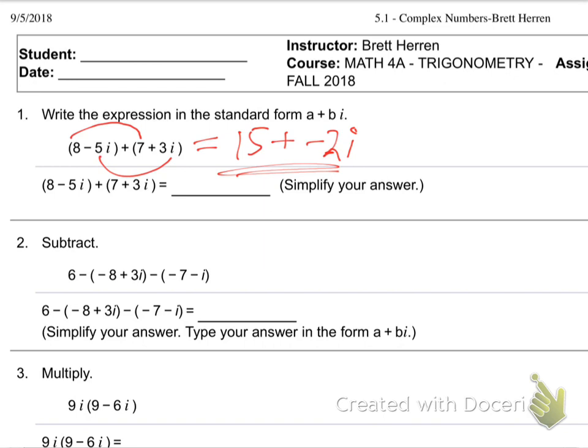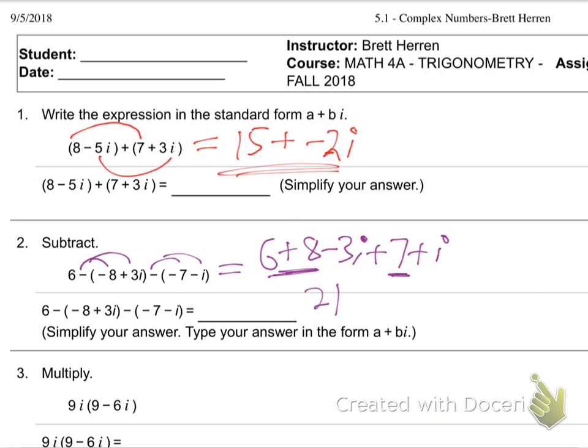So that minus sign distributes, and this minus sign distributes. And so we get 6 plus 8 minus 3i plus 7 plus i. Is that good so far? And then just the real parts, 6 and 8 is 14, and 7, that's 21. And then minus 3i plus 1i is minus 2i. And we're done? 21 minus 2i?